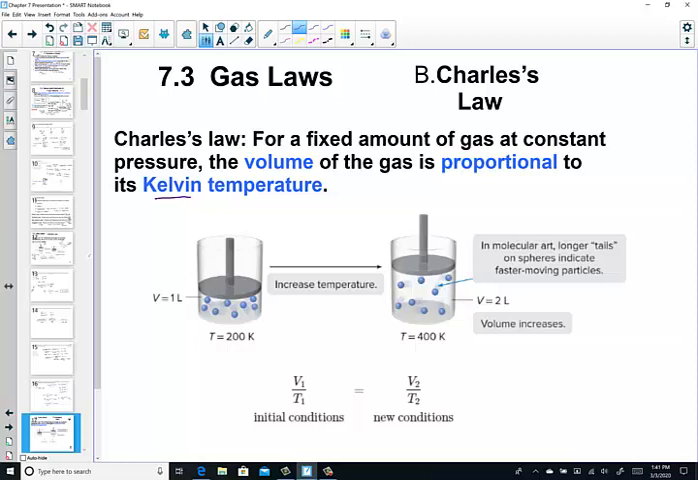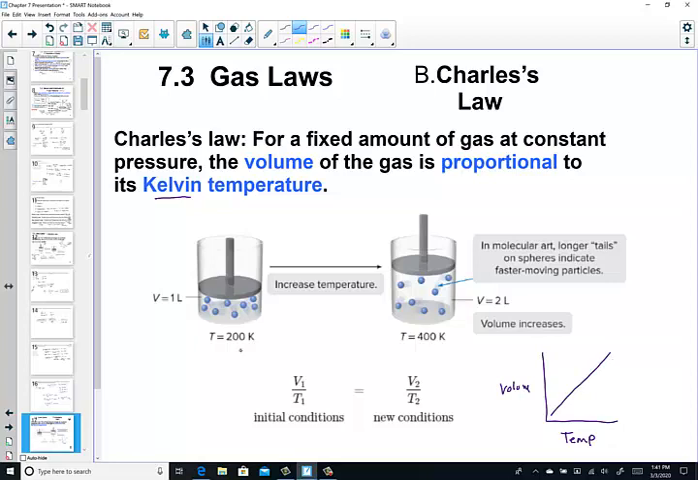That means if I warm up a molecule, the volume will expand. If I cool down a molecule, the volume contracts. They are directly related. The volume versus temperature, if I think about a direct relationship, we see a positive slope. As one goes up, the other goes up.